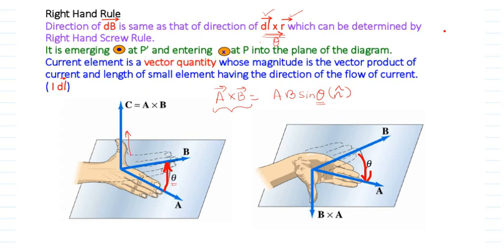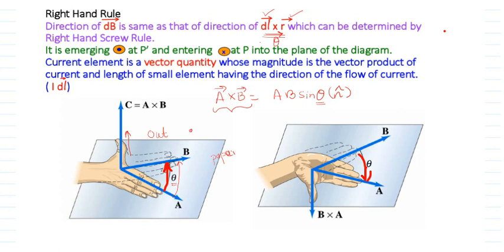So here are the two exemplary images placed over here. In the first image, this is just an example. If I curl the fingers from vector A to vector B, then the thumb is pointing in the upward direction. Here the thumb is pointing out of the plane of this paper. Let's imagine this is the paper. The two vectors are in this plane, so the product vector will point out of the plane of paper.